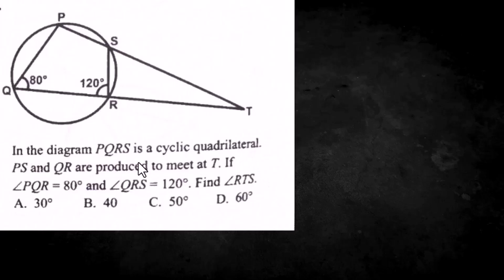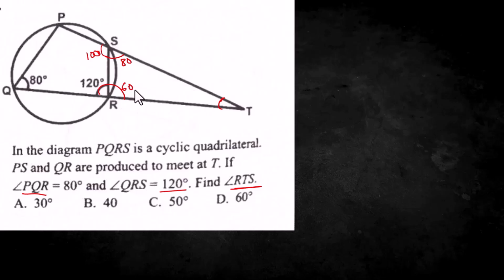Now in the diagram, PQRS is a cyclic quadrilateral. PS and QR are produced to meet at T. If PQR is 80 and QRX is 120, find RTS. RT, this side X, is a straight line. So 120, this side will be 60. Cyclic quadrilateral, this side will be 100, because when you put them together, it will be 180. And this side will be 80.